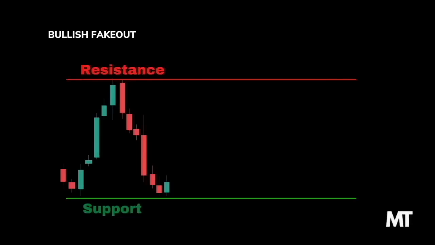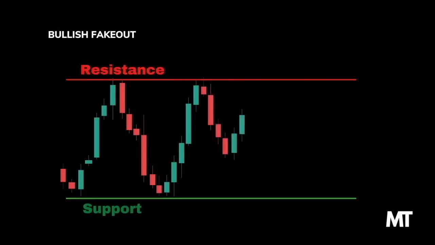Hello traders, in this video we are going to analyze the bullish fake out. Before having a fake out, price will be ranging between a support and resistance level. This phase is also known as market consolidation. For a fake out to occur, price must break either the support or resistance level. In this case, we are looking at the bullish fake out. In other words, we are looking at the fake out of the resistance level.